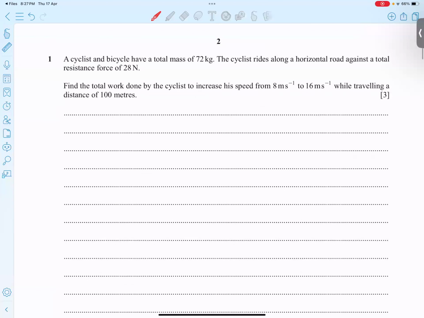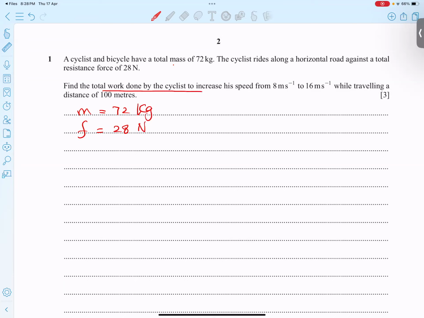So question number one, and the best way in the whole paper is to write the data and make a diagram. A cyclist and bicycle have a total mass of 72 kilograms. Units, if you write them, fine; if you don't write them, no problem. The cyclist rides along a horizontal road against a total friction, and friction is 28 newtons.